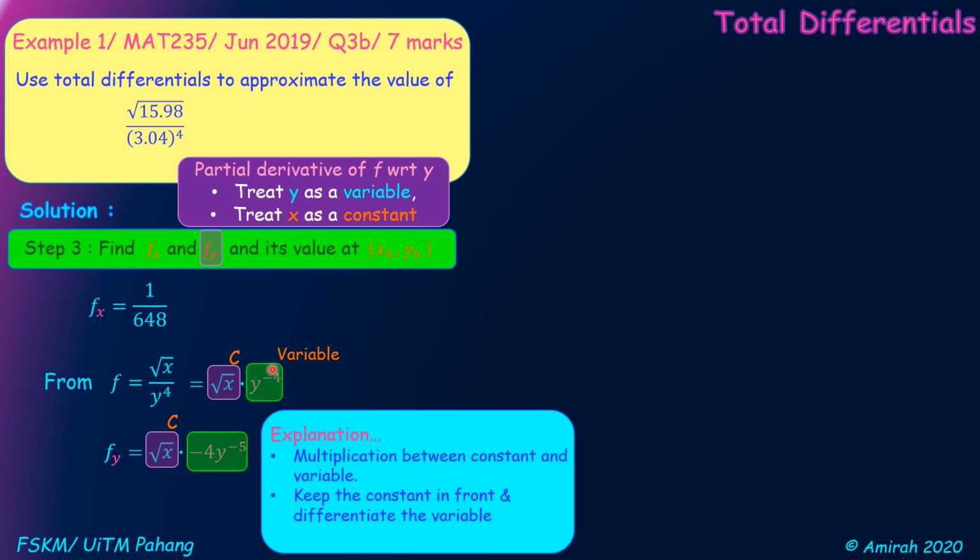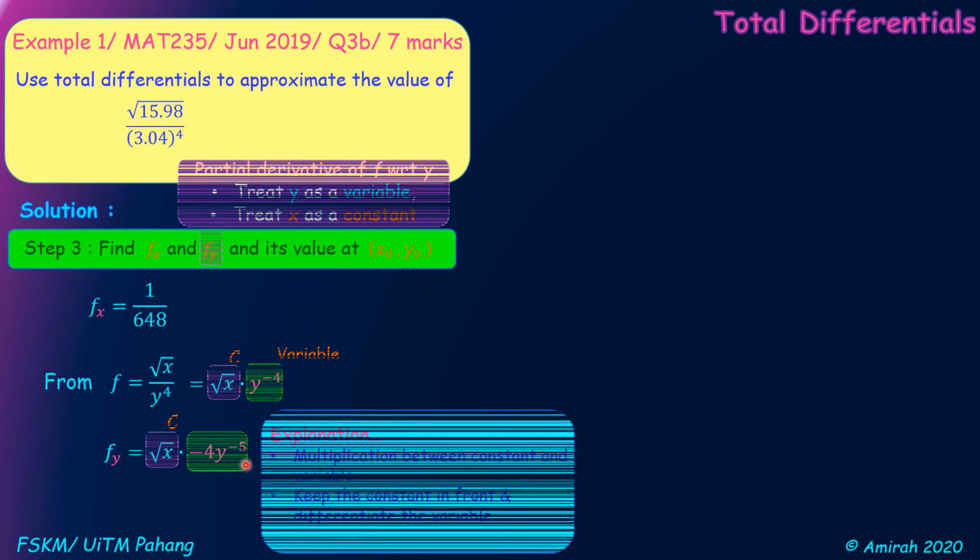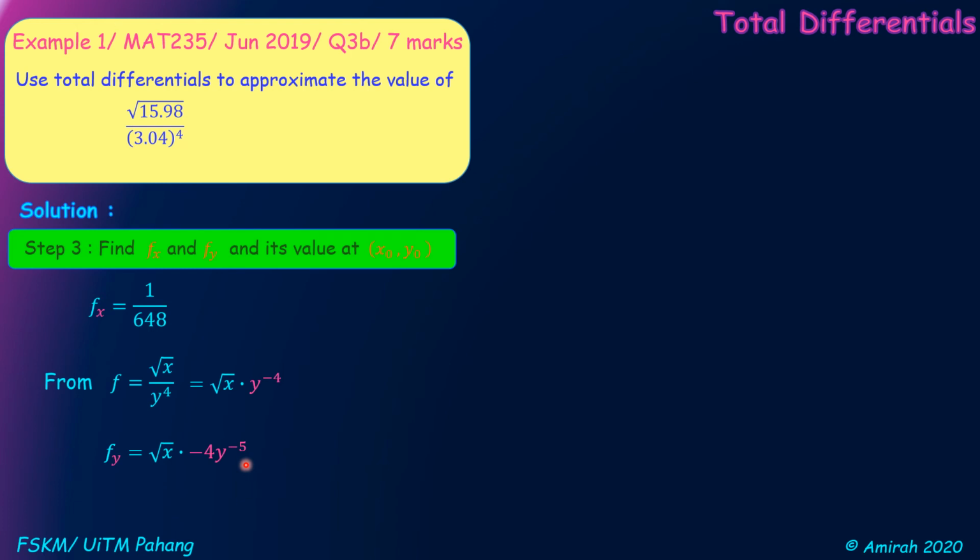So we move the power to the front, so we get negative 4 in front here, and then negative 4 minus 1, so we get y to the power of negative 5. And after that, we simplify, so we get negative 4 times square root of x, and then we can move down y here, so we get y to the power of positive 5. So now we are done finding fy.